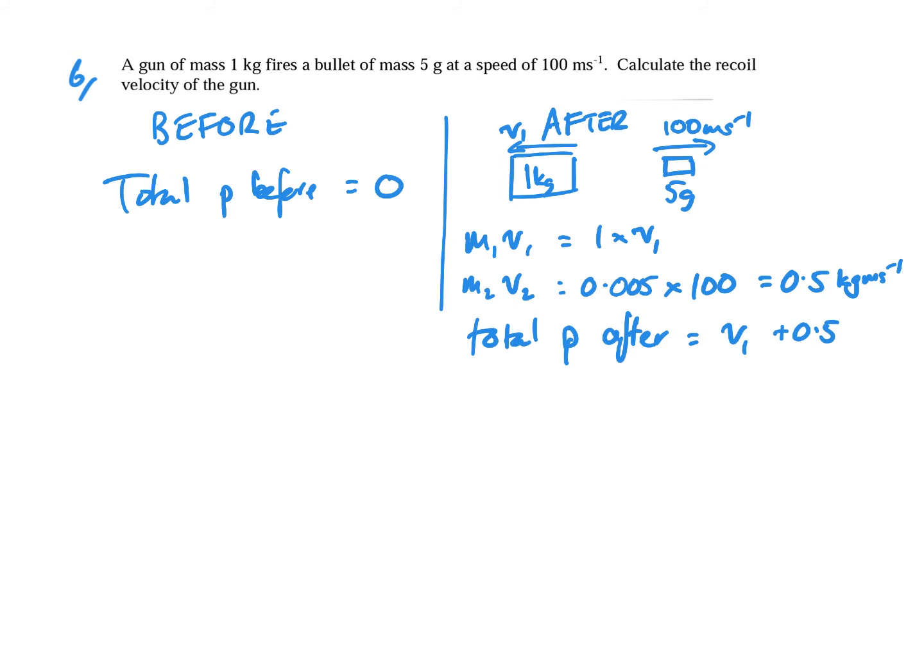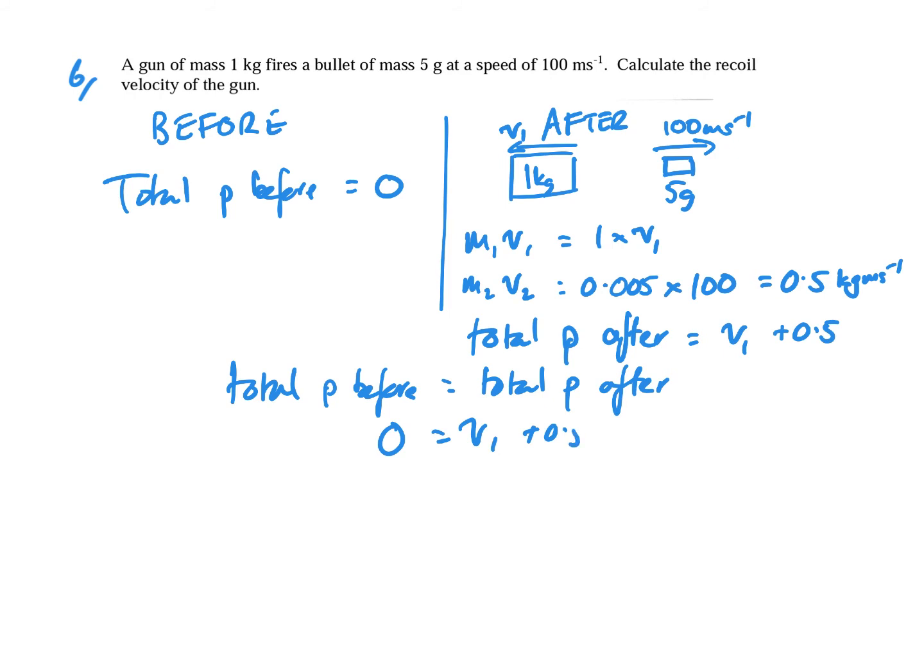So total p before equals total p after. 0 equals v1 plus 0.5, and you get v1 equals minus 0.5. So the recoil, that minus indicates the recoil, the opposite direction.